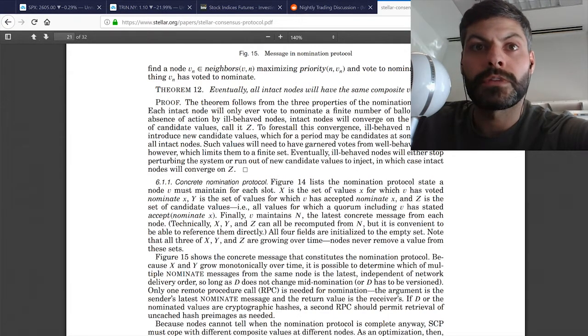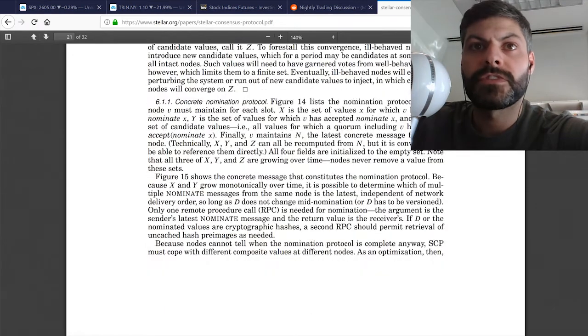Note that all three of x, y, and z are growing over time. Nodes never remove a value from these sets. Figure 15 shows the concrete message that constitutes the nomination protocol. Because x and y grow monotonically over time, it is possible to determine which of multiple nominate messages from the same node is the latest, independent of network delivery order, so long as D does not change mid-nomination, or D has to be versioned. Only one remote procedure call, RPC, is needed for nomination.